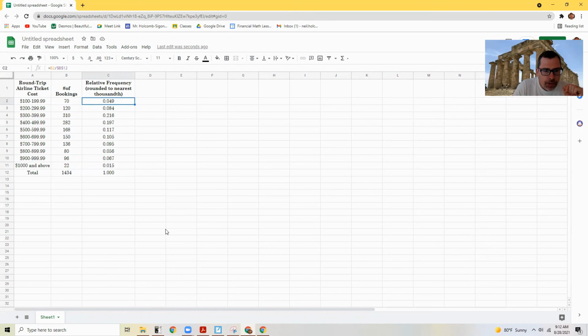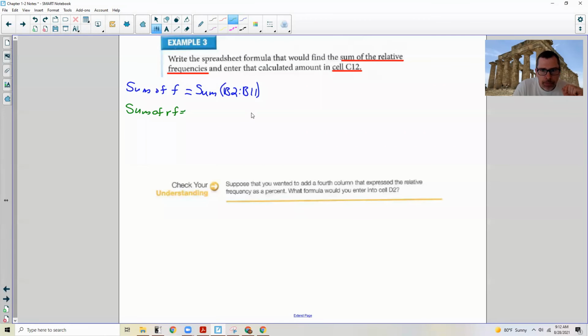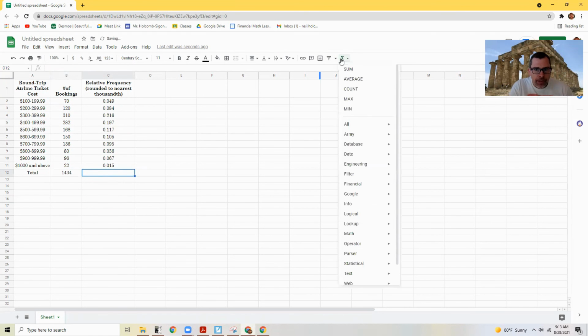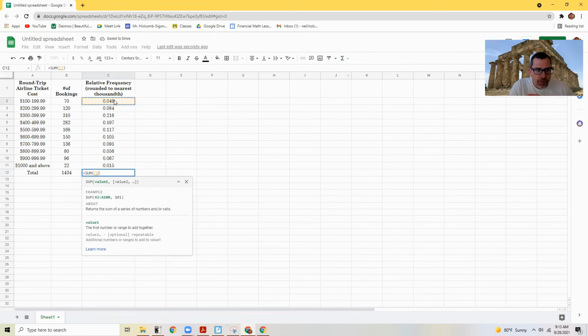Okay, so the question now is, in the problem, the sum of the relative frequencies, and enter the calculated amount in C12. So if I come down here, C12 is right here. There's our formula. Actually, another way we could do this is we could just delete this one and take the sum of these, and we'll still get 1.